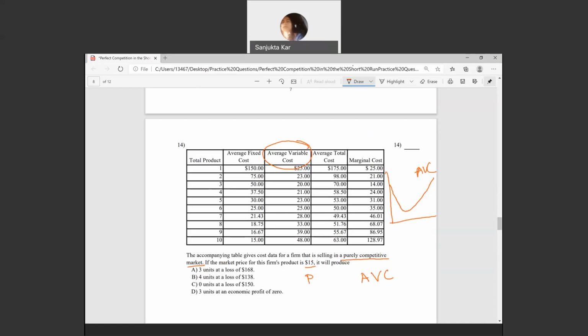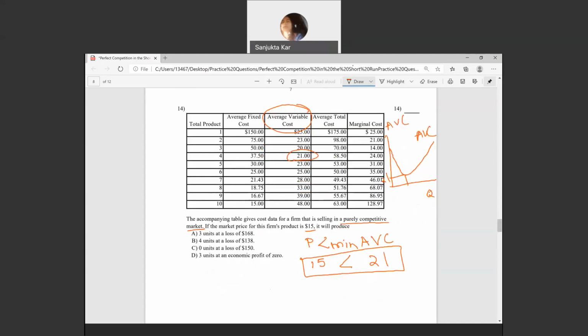I have output here, I have average variable cost here. It looks like the average variable cost is reaching a minimum at $21. So the price is less than the minimum average variable cost. So definitely the farm is better off by not producing at all. So the farm will produce 0 units. So my output represented by Q will be equal to 0.